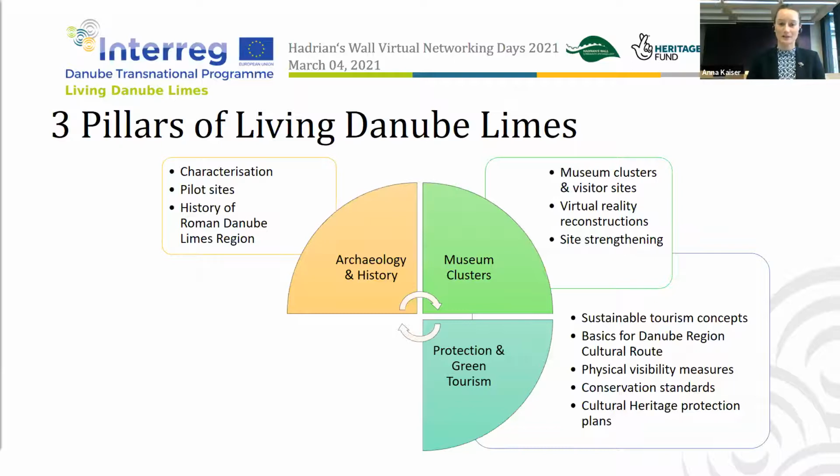And when it comes to protection and green tourism, we are developing sustainable tourism concepts, trying to lay the basics for a future Danube Region cultural route, further connecting the region. There are going to be some small-scale physical visibility measures in addition to virtual reconstructions. We are working on conservation standards and also cultural heritage protection plans, because we feel it is very important to make sure that the Roman remains along the Danube, as actually everywhere, are protected, and we do our best to keep them available and intact for future generations.